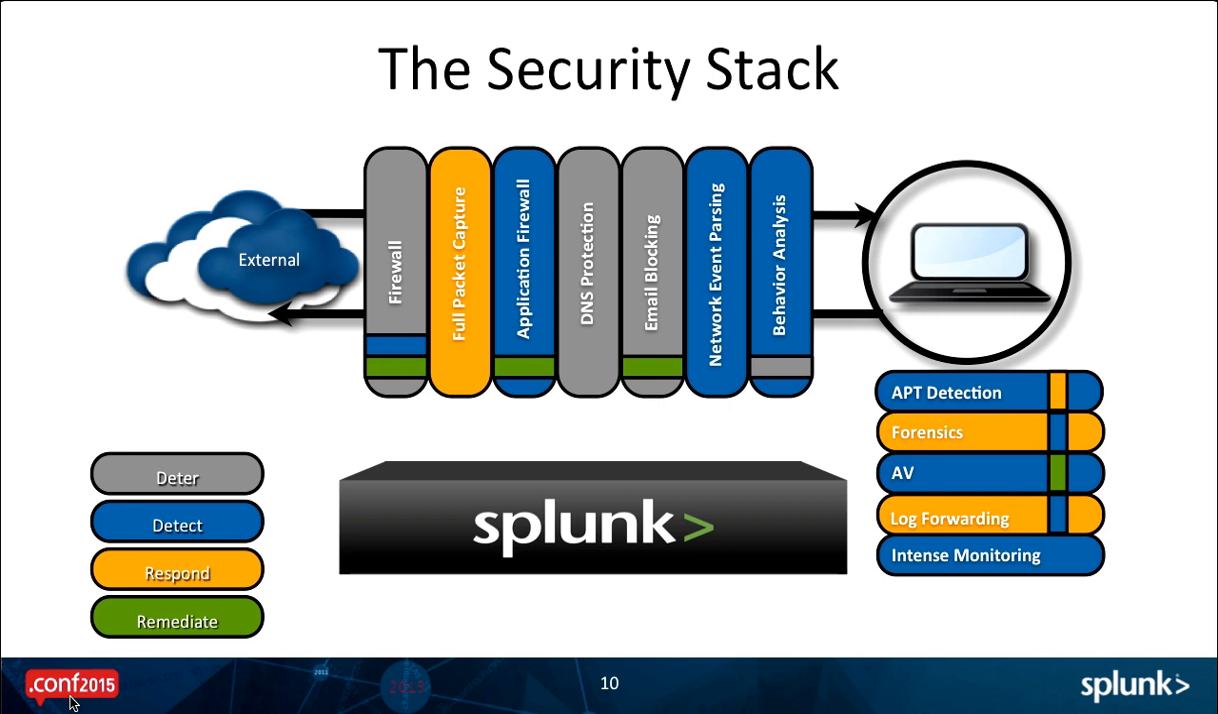DNS protection, we just offload the risk transference to a third party who runs that for us. Email blocking is done through the Cisco IronPorts, pretty standard stuff. Network event parsing. We use Bro, the IDS, to make our logs look pretty, essentially.